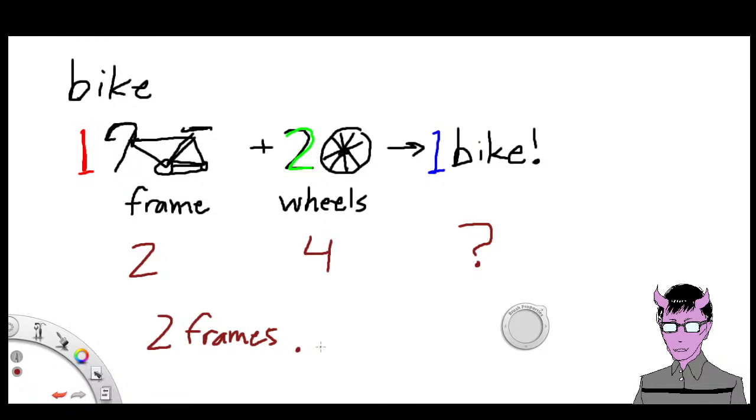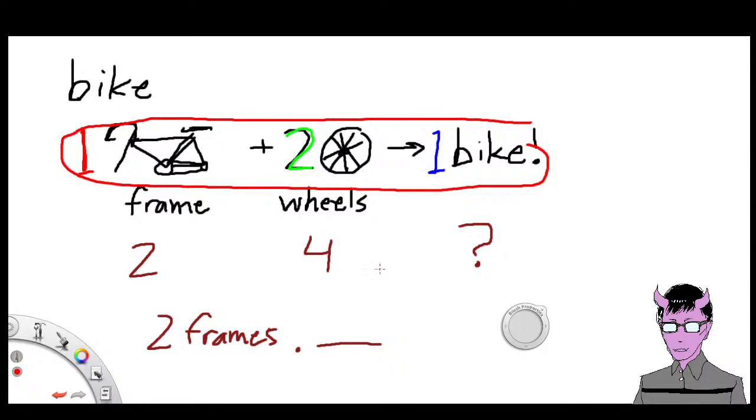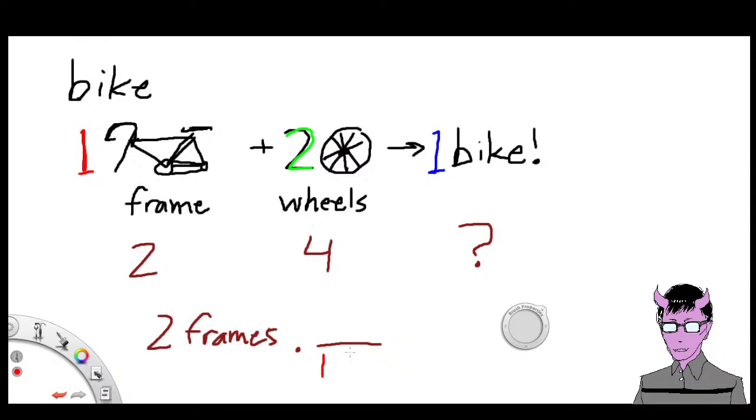So what you need to do is multiply by the conversion rate factors. So here's the conversion rate straight from the bike recipe right here. So again, for every 1 frame that you have, you're just going to require 2 wheels. Well, that's a pretty ugly green. Fully saturated. Okay, so 2 frames, we're multiplying it by the ratio, by the rate.